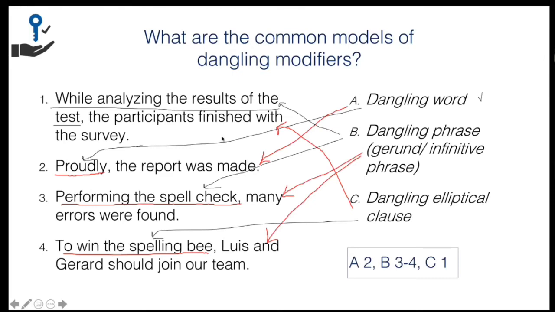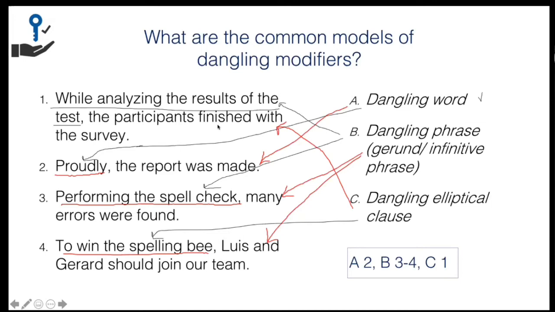So A would be 2, that's a dangling word. B would be 3 and 4. So what do we see? We see a gerund phrase, which starts, and then an infinitive phrase, right? That starts the sentence. Both are not connected to the subject who is doing this. And number 1 is a dangling elliptical clause.